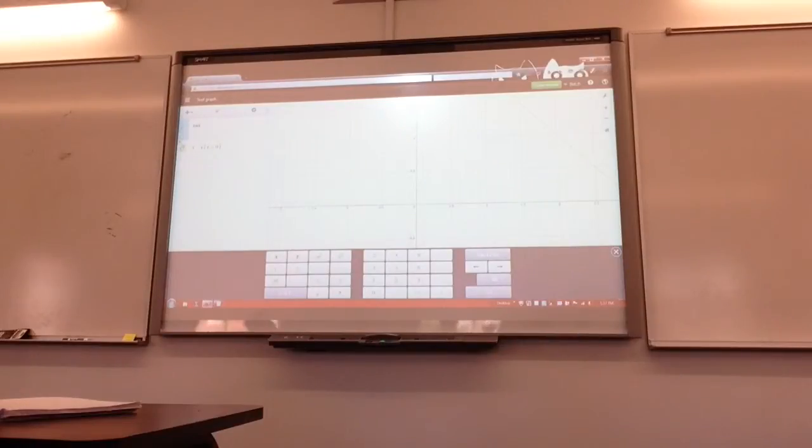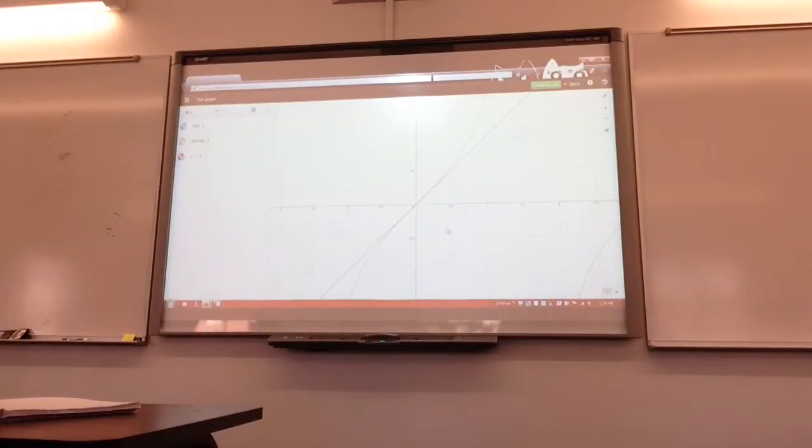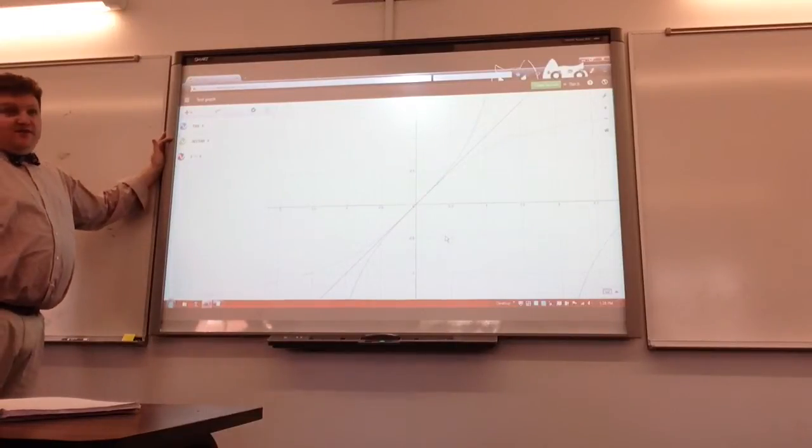So, tangent of x is on there. And arctangent of x is on there. And for the heck of it, I'll do a third one right there. And so if you can see here, notice how the line y equals x fits perfectly between the tangent of x graph and the arctangent of x graph, okay?